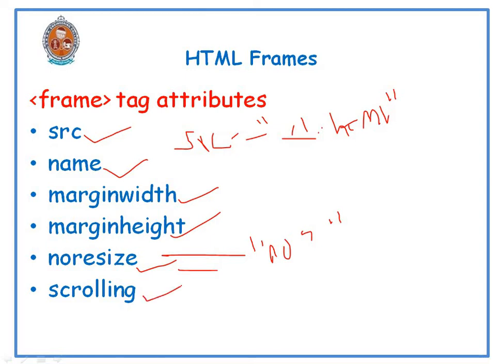And the last one is scrolling. This attribute controls the appearance of the scroll bars that appear on the frame. It takes either yes, no or auto values. By specifying the scrolling value equals no, it prevents scrolling. If we specify the scrolling value equals yes, then the user can scroll that frame. These are the frame tag attributes.